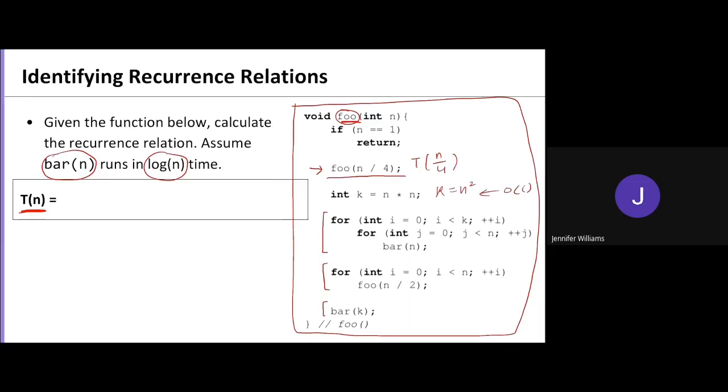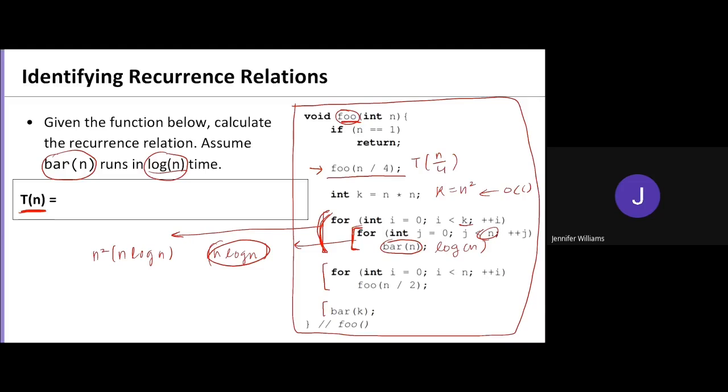Okay, so what about bar n? Bar n is log of n, right? So this inner for loop, we're running bar n times. So this line will be n log n, right? And then the outer for loop, we're running this k times. And what's k? K is n squared. So this bigger for loop will be n squared times n log n. Okay?